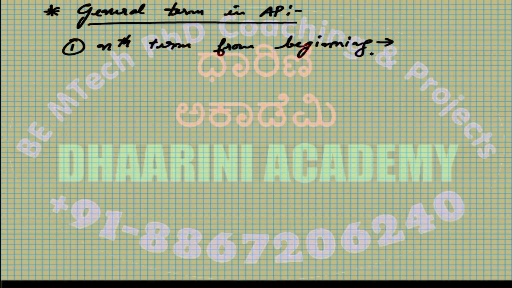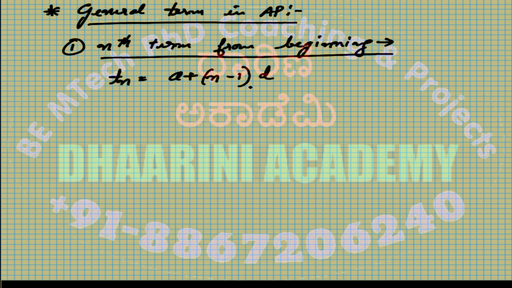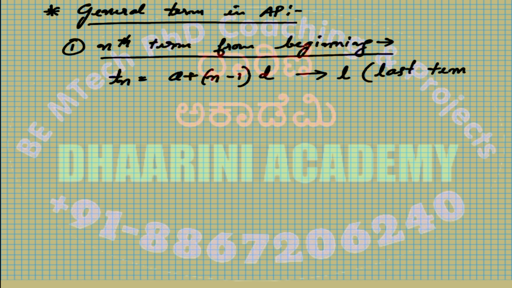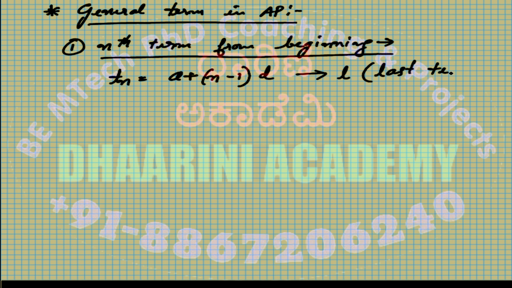If you want to calculate the nth term, this is a very standard formula. We will call this Tn. Tn is equal to A plus n minus 1 into D. I will denote this as L, easy to remember, as the last term in case of finite AP. If I'm looking at a finite AP, then Tn can be considered as the last term. That's why I denote it as L. But anyway, all books say that this is the nth term, Tn.